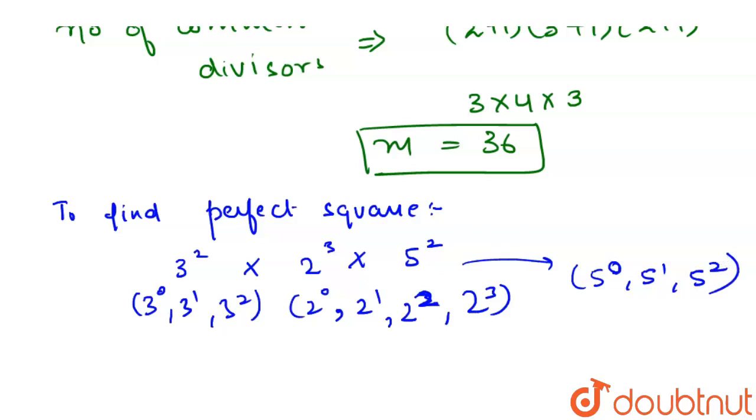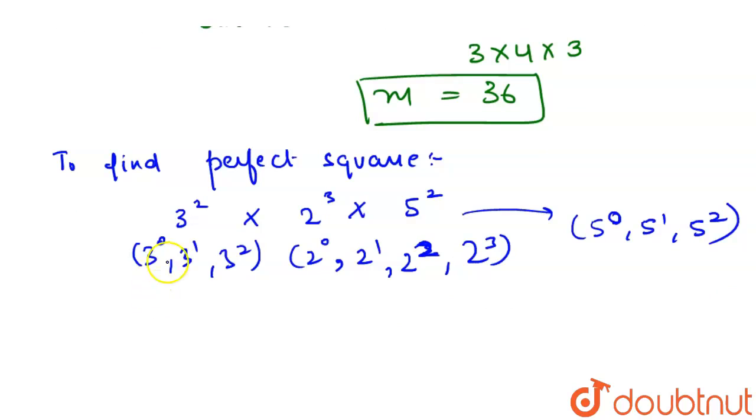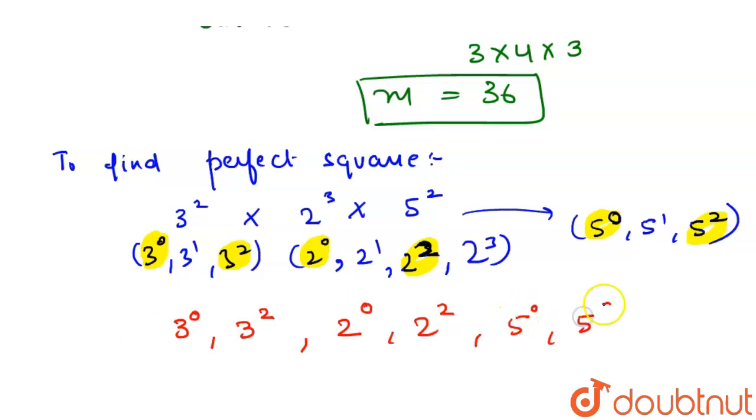Now we have to find the common divisors that are perfect squares, right? So a perfect square would be the numbers having even powers. So here we can see that 0 is even, 2 is even, then again 0 is even, 2 is even, and here 0 is even and 2 is even, right? So the numbers having even powers are 3 to the power 0, 3 to the power 2, then 2 to the power 0, 2 to the power 2, then 5 to the power 0 and 5 to the power 2.